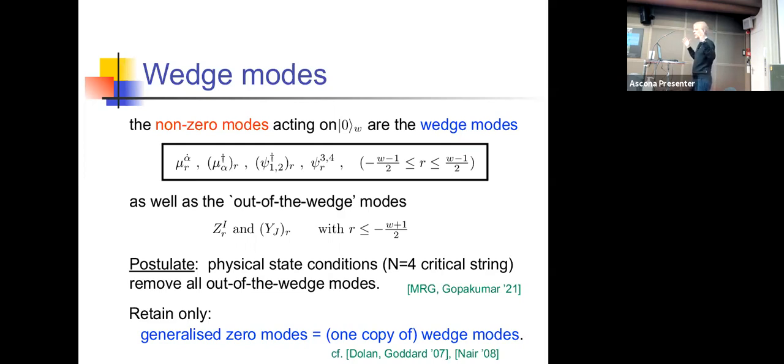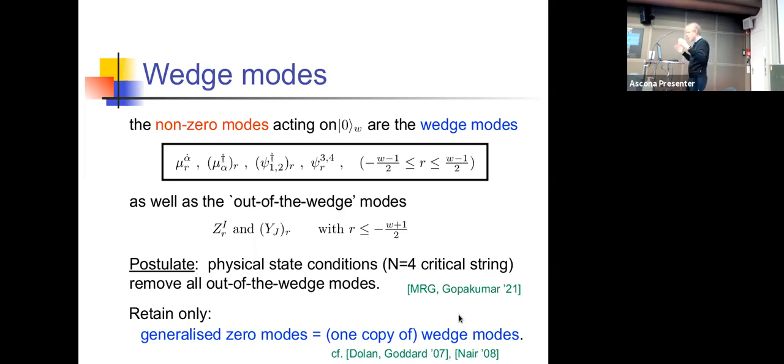Now, if truly nothing would be left, then you would certainly not reproduce N=4 super Yang-Mills. But given the structure of this mode action, what we propose is that it means that all of the out of the wedge modes get removed by the physical state condition, and you retain these wedge modes, which we want to think of as generalized zero modes. This is also fitting together with the description of some of these flux solutions of the Berkovits string of Dolan and Goddard and Neil.